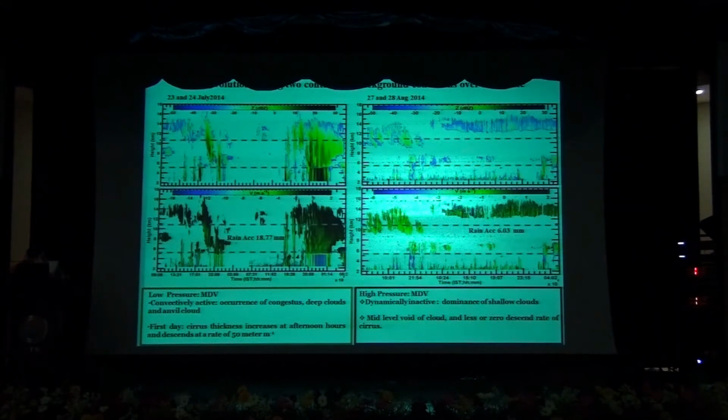But on the contrary, when there is a high pressure system over the radar site, the shallow cloud is mainly dominating. Their reflectivity is almost 0 dBZ or less, and there is no signature of descending cirrus. Rather, they are hanging at a constant altitude, and a mid-level void region is also prominent. All these things point out that this was a dynamically inactive day, which results in very less, almost 3 times less rain accumulation than the previous one.